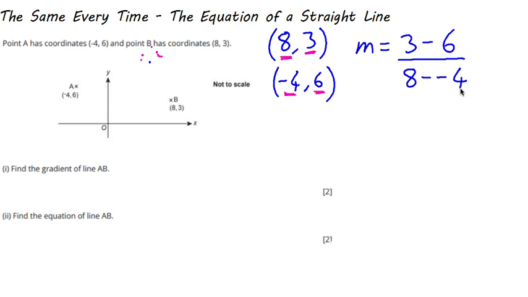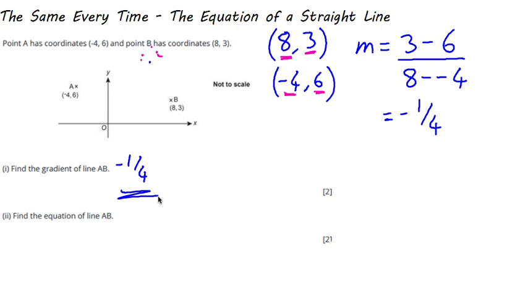Well, we've got a minus situation coming up here, so be a little bit careful. Practice this. Type it into your calculator. Fraction button on the top, 3 minus 6, 3 take away 6, and then 8 take away -4. Type it into your calculator. See if you get the same answer as me. Well, I've got -1/4, so that's the answer to the first part of the question. -1/4 is the gradient of the line from A to B.